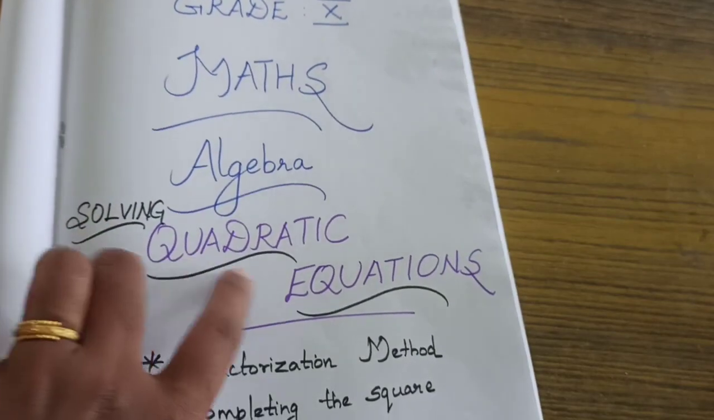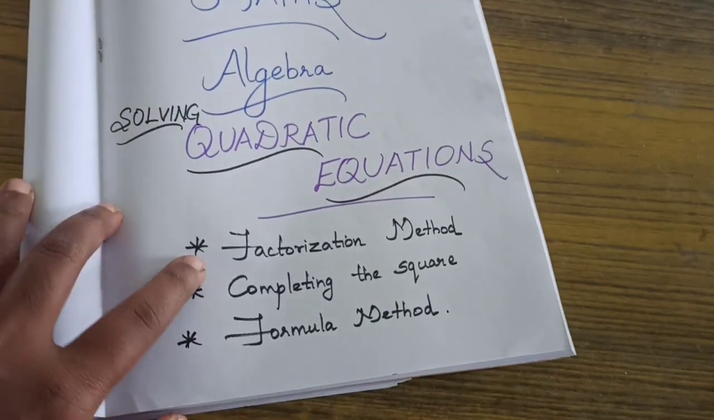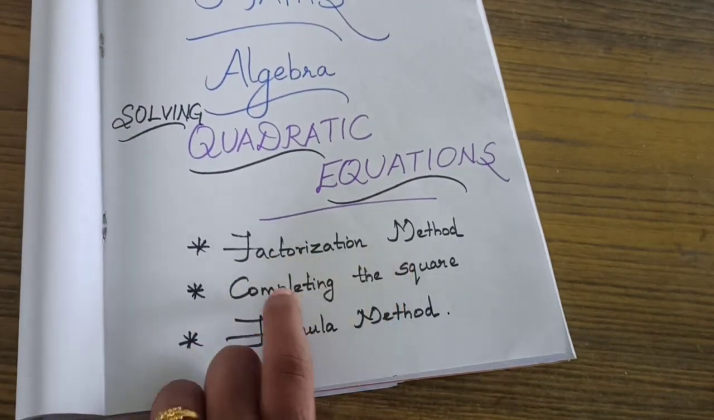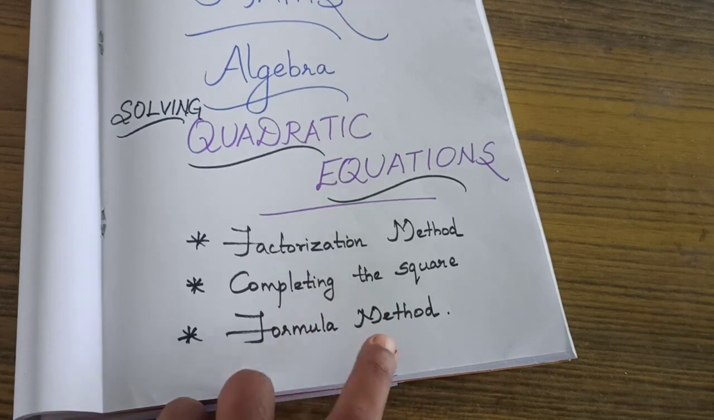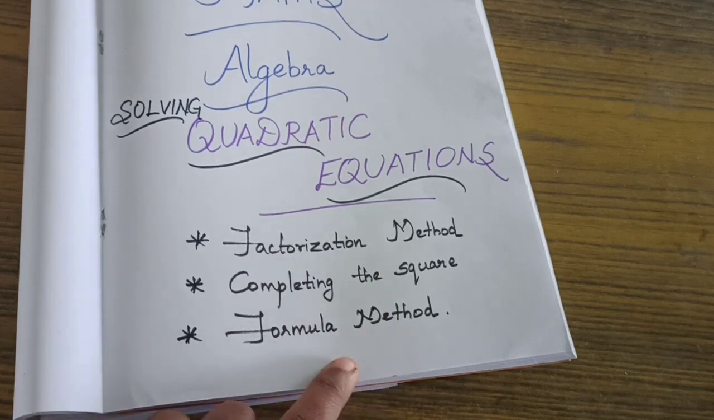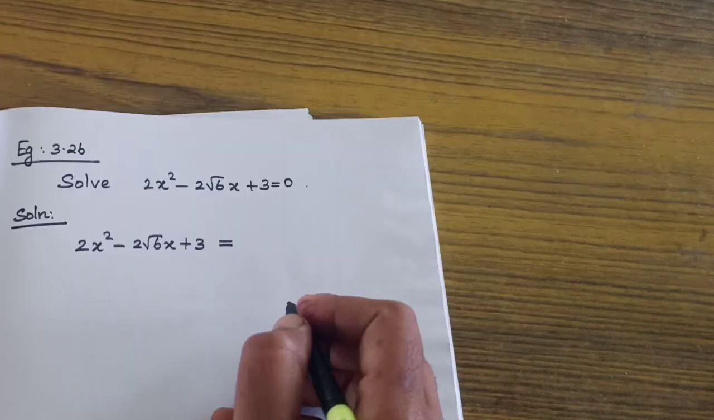Today we are going to learn about solving quadratic equations. There are three methods: factorization method, completing the square, and formula method. We can see them one by one.